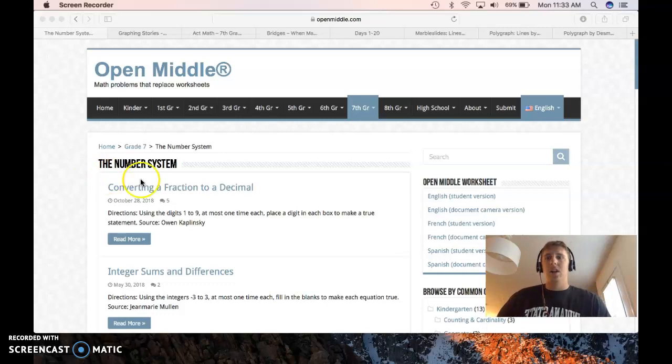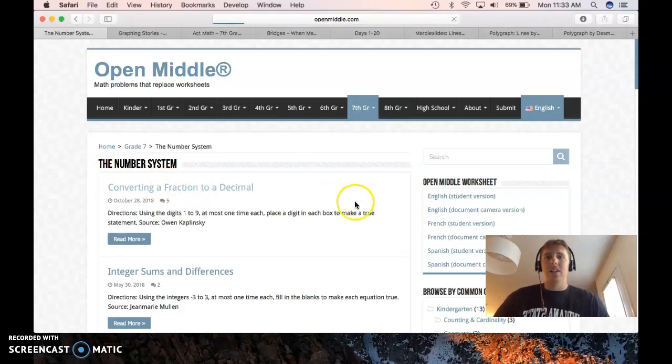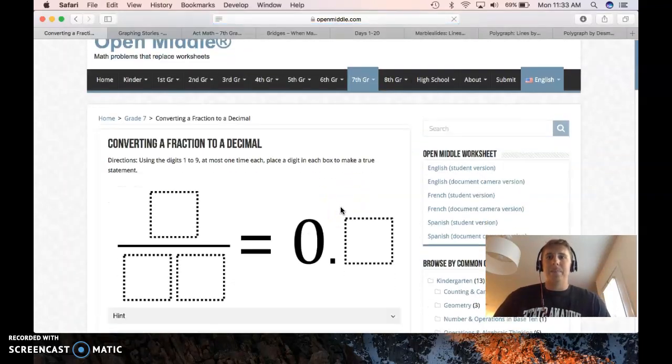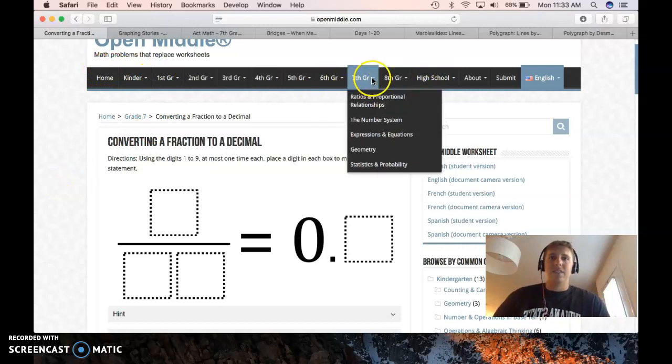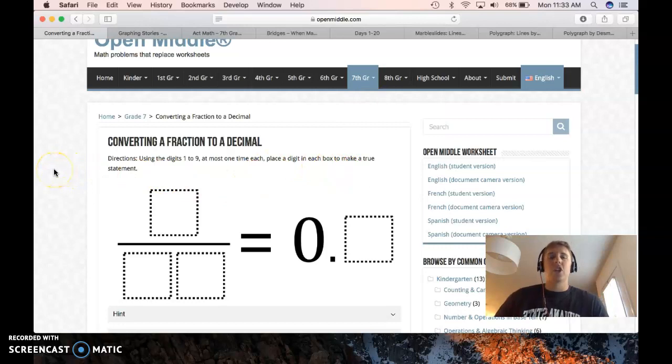and why things work. So for example, here is a problem that I would give them. And again, up top, you can pretty much use this for any grade you want. They have all kinds of different categories and everything, ratios, number system, everything for each grade that you teach and all the standards. So one thing we did in this chapter was turning fractions into decimals and how that works. So in this case, the problem is using digits 1 to 9 at most one time each. Place a digit in each box to make it a true statement.